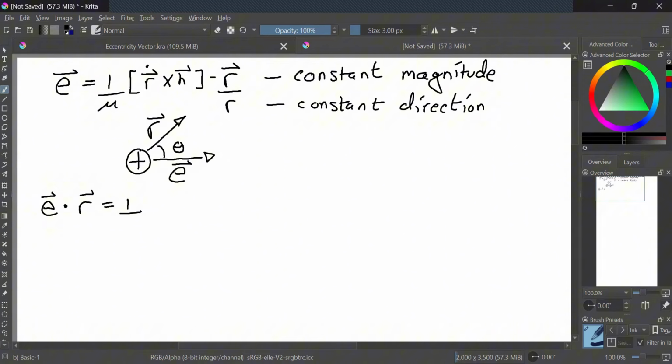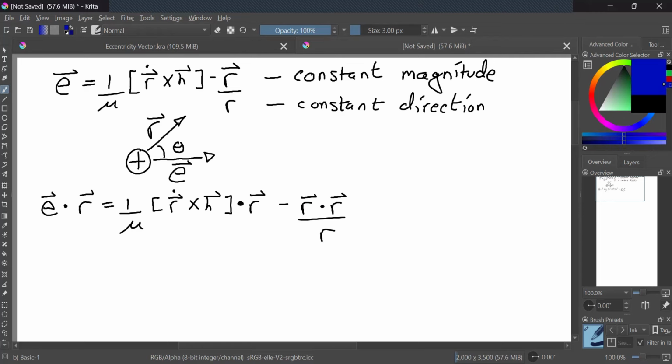And so let me write that down over here. Minus r dotted with r over r, scalar. So this, by now, should hold no surprises for us. We know that the dot product of a vector with itself is just the scalar of the magnitude of that vector squared. This is an interesting quantity right here.